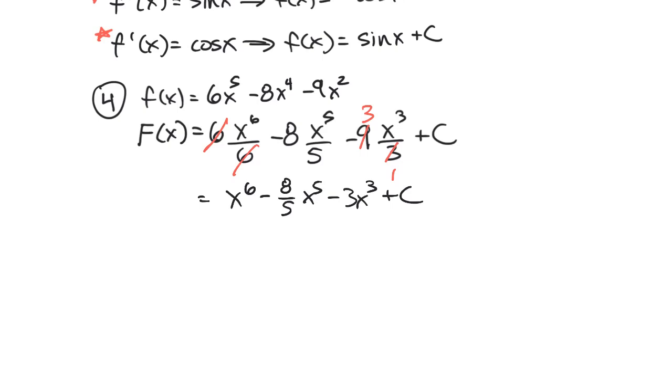And let me show you one other thing they'll do sometimes. They'll ask the question this way. They'll say f prime of x equals 6x to the 5th minus 8x to the 4th minus 9x squared. Then they'll say, what's f of x? You guys see this is exactly the same question, just different notation. Here they're saying, here's our function. What's the antiderivative? And we take the antiderivative. Here they're saying, here's the derivative. What's the actual function? We still take the antiderivative.